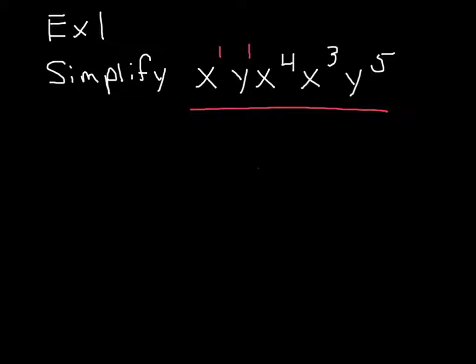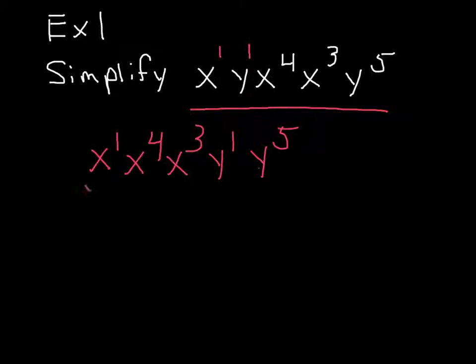Now when you multiply numbers, does the order we multiply them matter? For example, if I have 2 times 3, is that the same thing as 3 times 2? The answer is yes. It doesn't matter the order that I multiply them. So in example 1, I'm going to change the order around. I'm going to put all my x's together: x to the first, x to the fourth, x cubed. Then I'm going to put all my y's together: y to the first and y to the fifth.